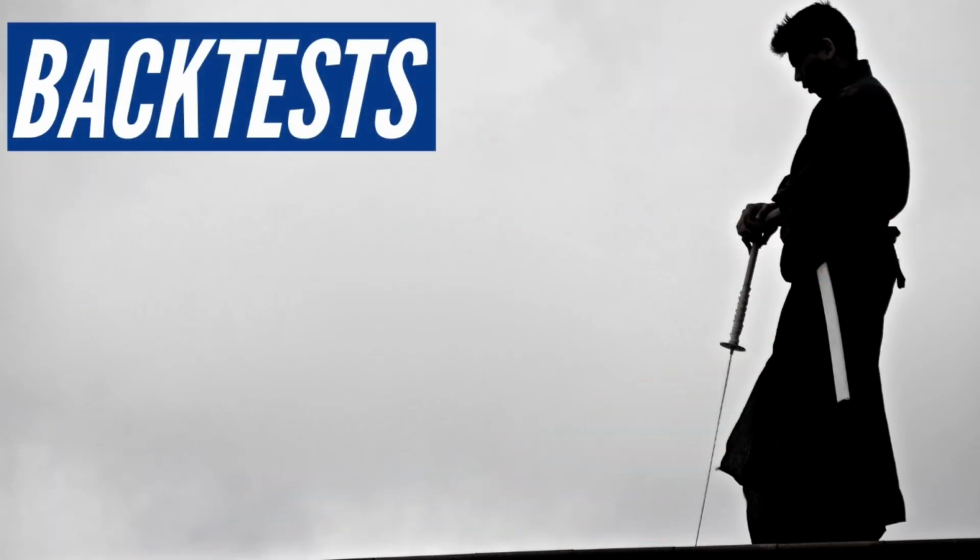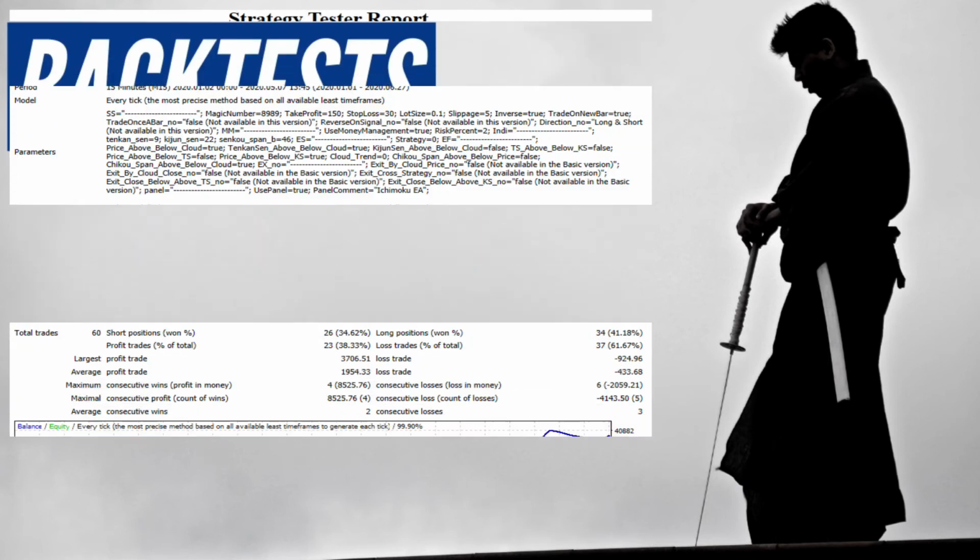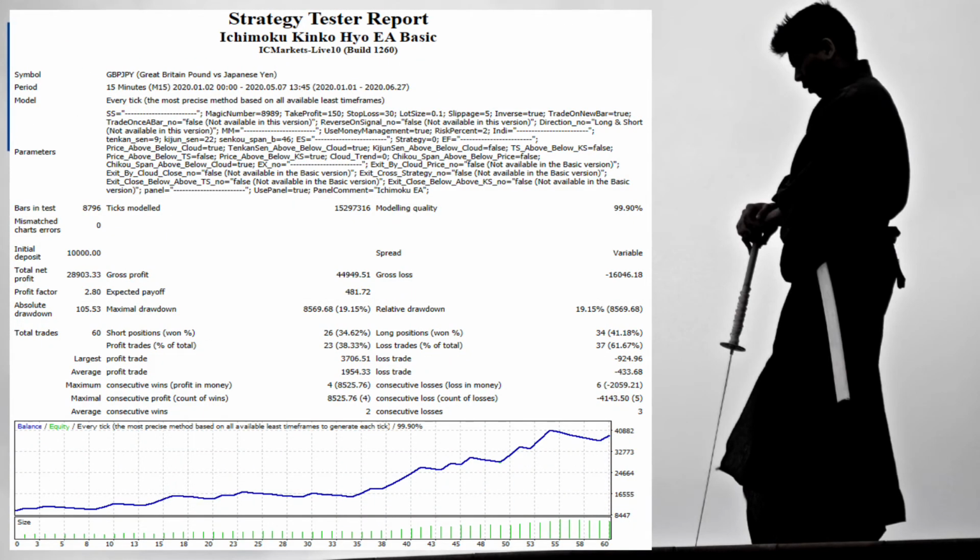Now let's look at the backtest results in more detail. So this is done on the standard MetaTrader 4 strategy tester platform. What I do have is the Tick Data Suite, which is a plugin you can purchase, which provides the 99.9% modeling quality, so you get much better accuracy in these results. And I do like the look of this trading robot, considering it is the basic version.